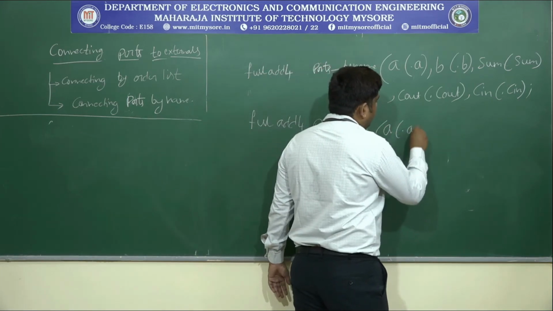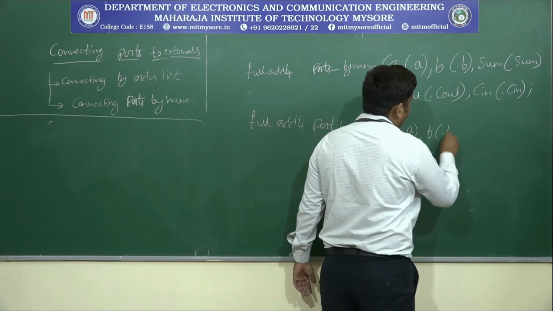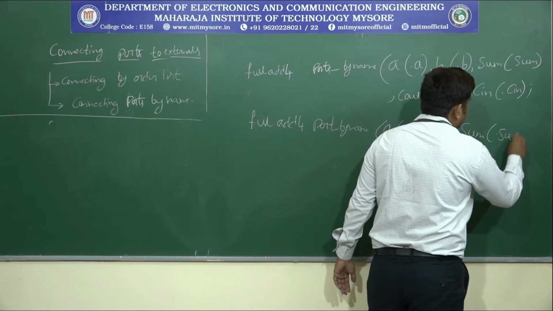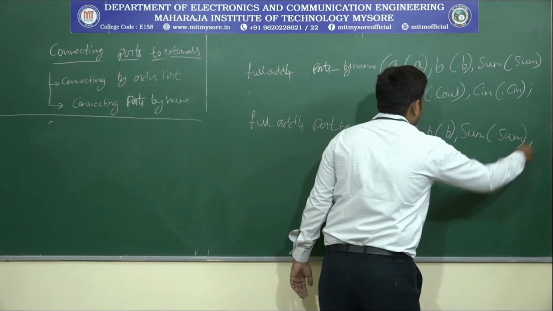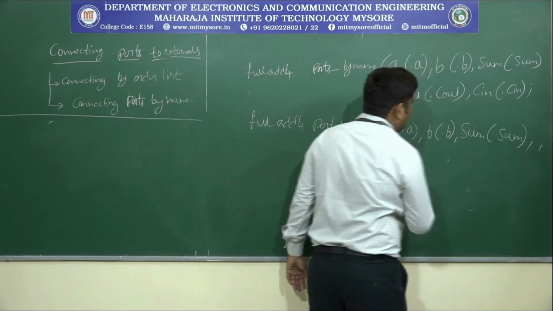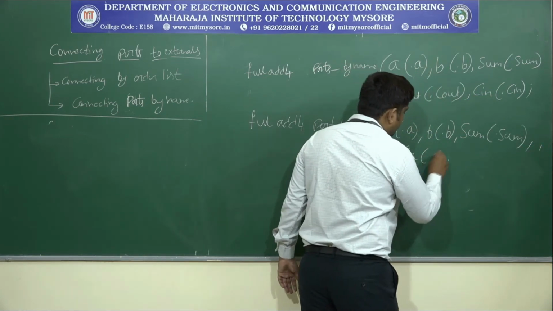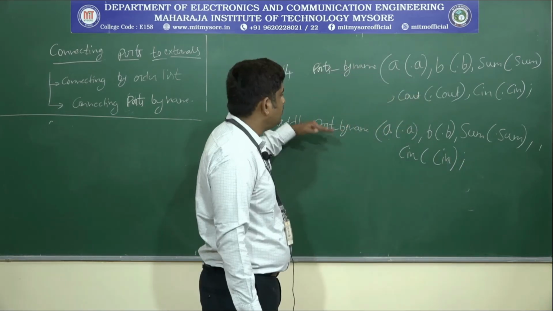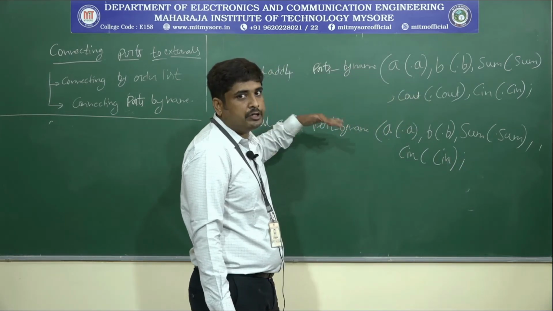So A dot A, comma, B dot B, then sum dot sum. Then again, here you remove what? This one, that is A, comma, then C in dot C in. Okay, so this is the representation without an optional port.